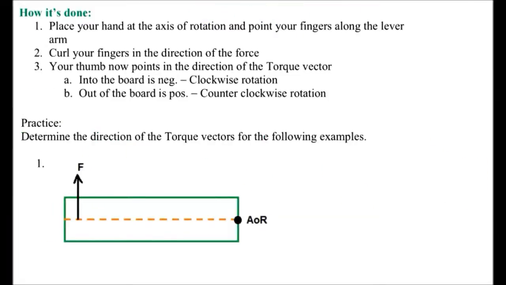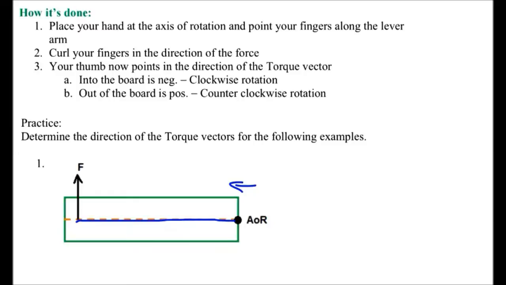All right, so here's how you do the right-hand rule. Step 1, you're going to place your hand at the axis of rotation. So if this is our example down here, you're going to put your hand over the top of the axis of rotation. Then you're going to point your fingers along the lever arm. Remember, the lever arm is the distance between the axis of rotation and the force vector. So this right here is the lever arm, and you should be pointing your fingers in that direction along the lever arm. Then you're going to curl your fingers in the direction of the force.